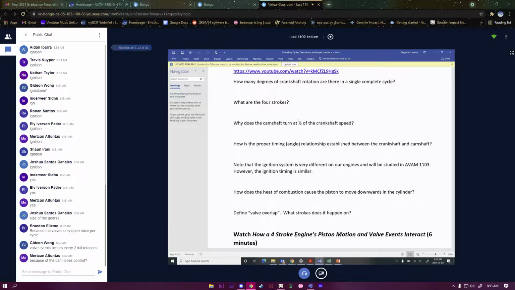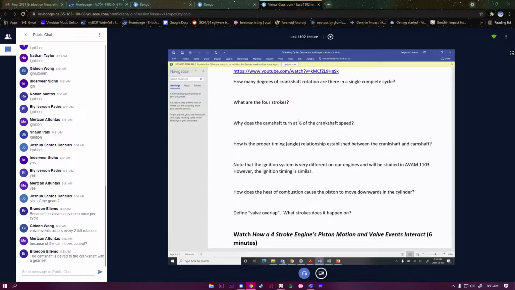How is the proper relationship established between the crankshaft and the camshaft? Yeah, and how do we make sure that they're paired properly? Did Mr. Cliff talk about this? Or did it come up?